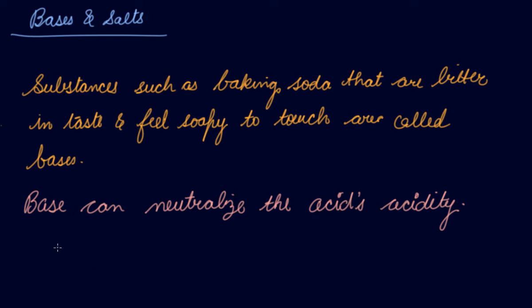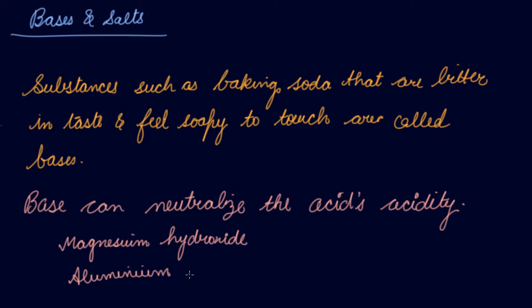Now, if I name various bases, they are magnesium hydroxide, or you can say aluminium hydroxide. Magnesium hydroxide and aluminium hydroxide are mild bases, very light or weak bases.